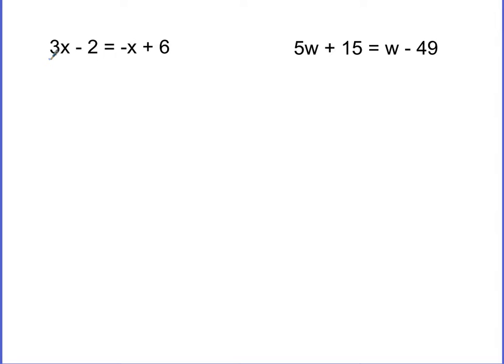So my choice is I can subtract 3x from this side, or I could add x to this side. Either one of them will get me there if I do the math correctly, but this way, to me, seems easier. If I add x, that leaves me with a positive variable term. So 3x plus x is 4x minus 2 equals 6. So here I want to add 2. So now I have 4x equals 8, and when I divide by 4, x equals 2.